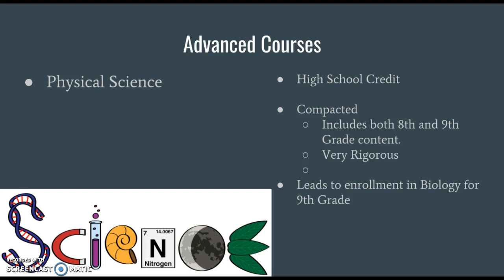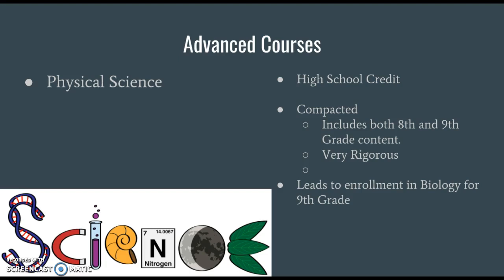The first advanced course that I want to talk about is our physical science. This is a change this year from what we've had in the past, in that it is a high school credit class. It is a compacted class that is going to include both 8th grade and 9th grade content. It's very rigorous. It's including the 9th grade physical science components that were taught up at the high school, because we want to make sure that we're hitting all the things that they may miss as they go on to 9th grade, when they would take biology.